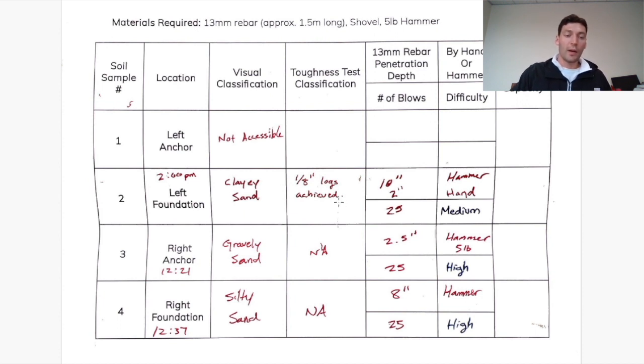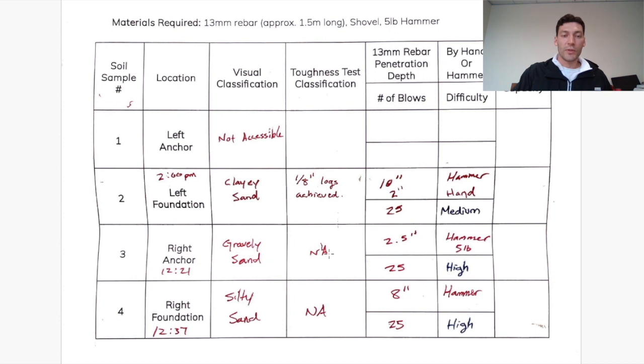For the right anchor and foundation locations, we were not able to achieve the 1/8 inch diameter logs, and that was the second photo that I showed you of the soil that was just crumbled apart in my hands. We weren't able to achieve it. So that tells us that we were correct in our initial assumption about these being coarse-grained soils comprised mostly of sand.